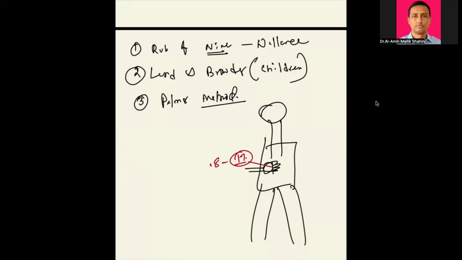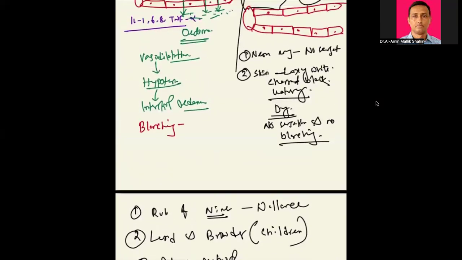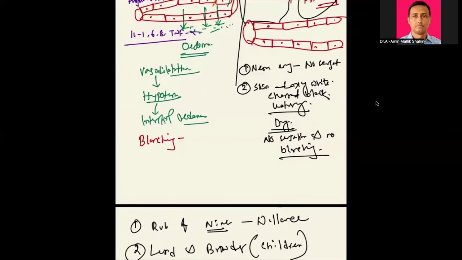Then number 2, the Lund and Browder chart, we can measure both adult and children. Especially children, it is made for children because the children's head surface area is more than the adult's, and the thigh surface area of the burn is less than the head. That's why it is made for both adult and children. But it is used more prominently in case of children, right?